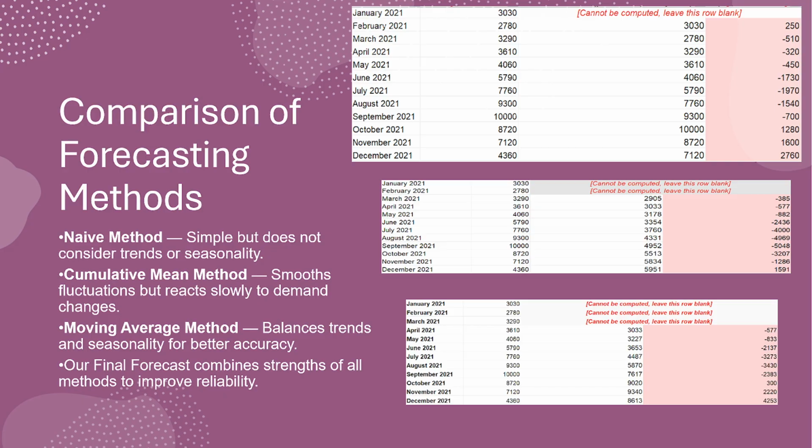So now we're doing a comparison of the forecasting methods that we have. Now let me explain the three methods. First, we have the naive method. This method is very simple. It just takes last month's number and uses it for the next month. It is fast, but it does not think about seasonality, about the seasons. Second is the cumulative mean method. This method takes the average of all past months. It is more stable, but it reacts slowly to changes. And the third one, we have the moving average method. This method balances trends and seasons. It looks at a set number of months and adjusts better to changes. I decided to combine all three methods to get a more reliable result.